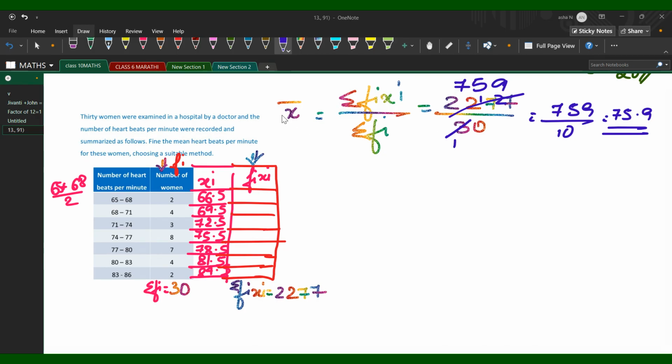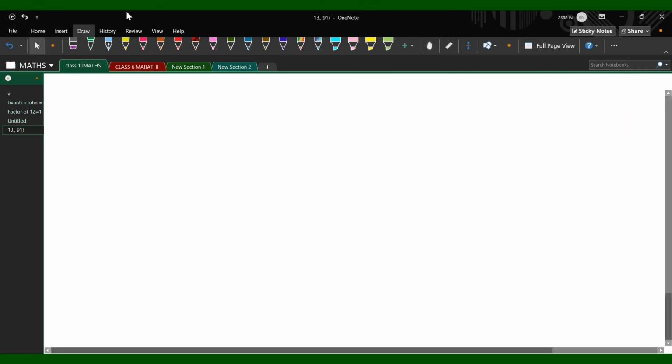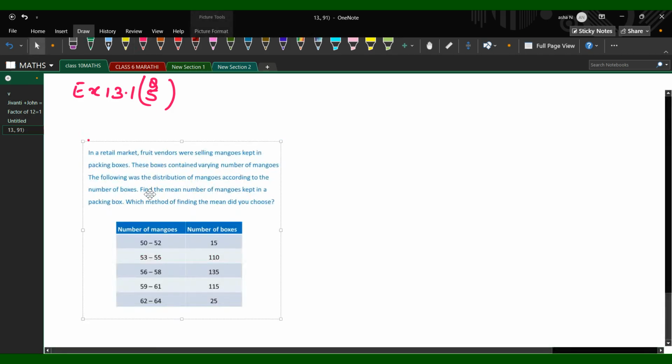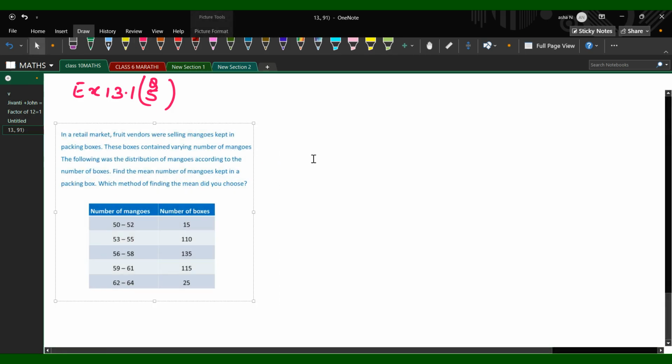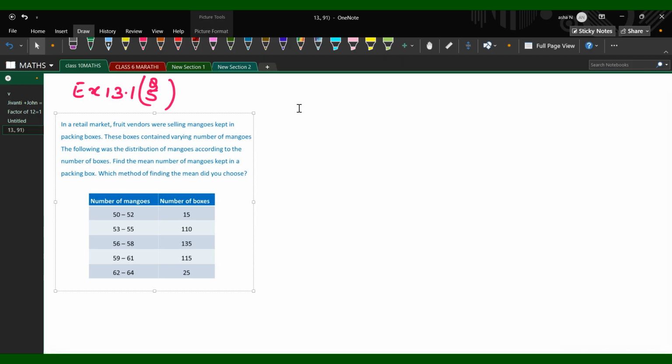So one more we will take from the same exercise, 13.1, fifth question. This is easy. Only 5 rows of data are given. In a real market, fruit vendors were selling mangoes kept in packaging boxes. These boxes contain varying numbers of mangoes. The following was the distribution of mangoes according to the number of boxes. Find the mean number of mangoes kept in a packaging box.